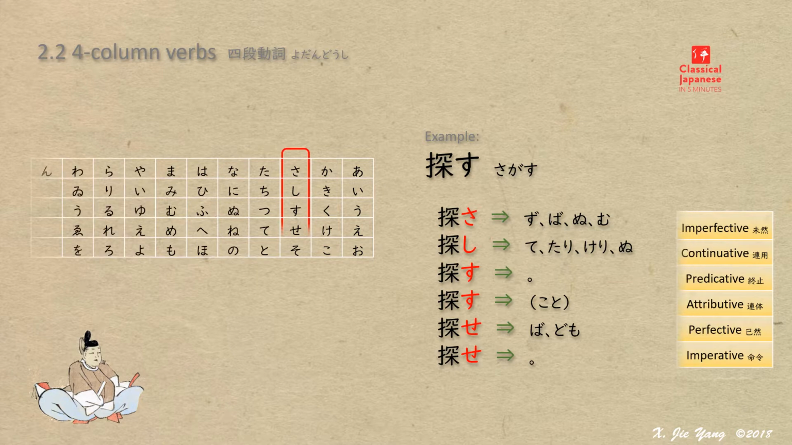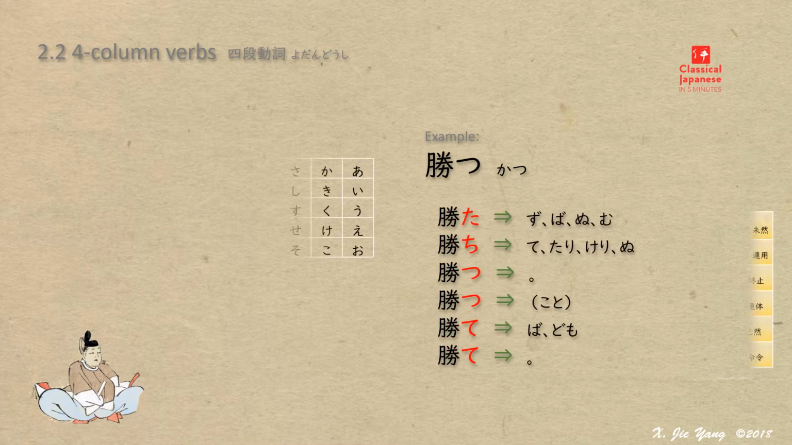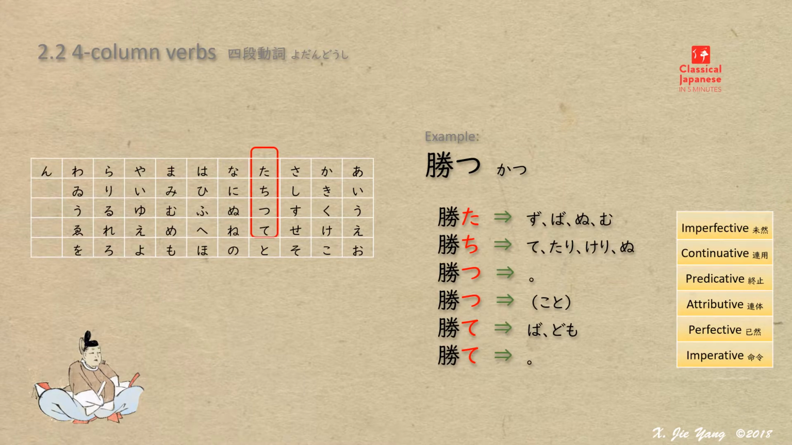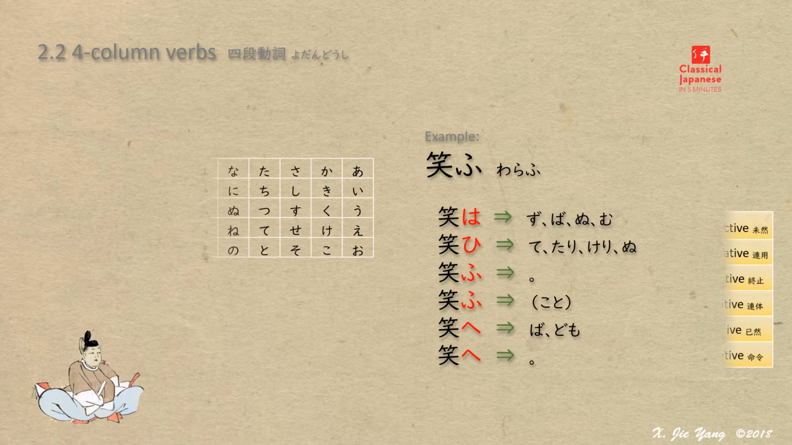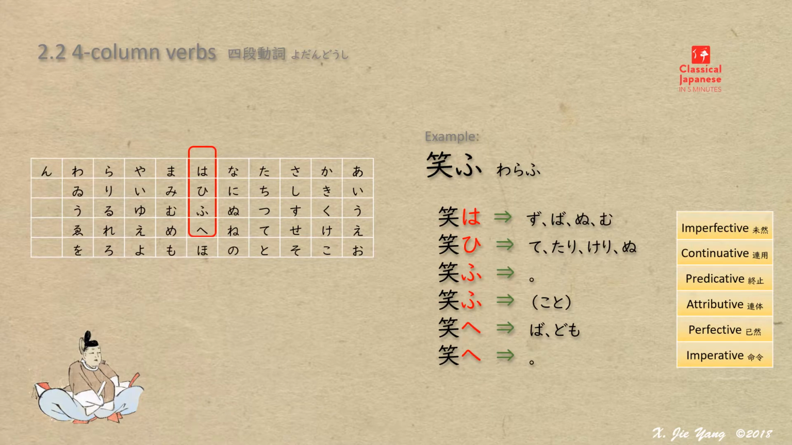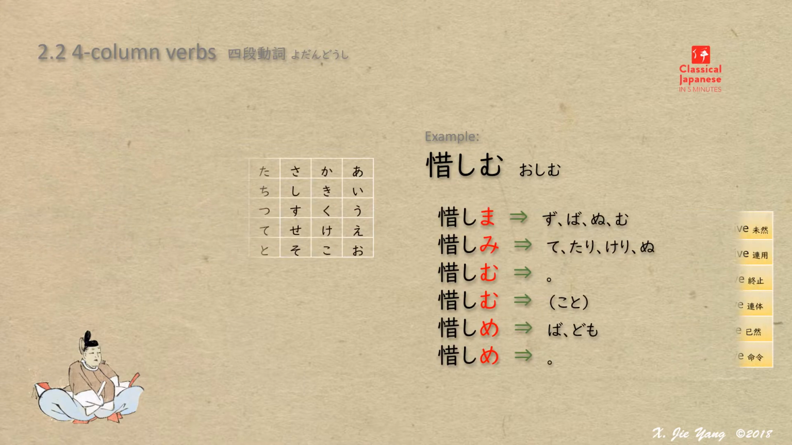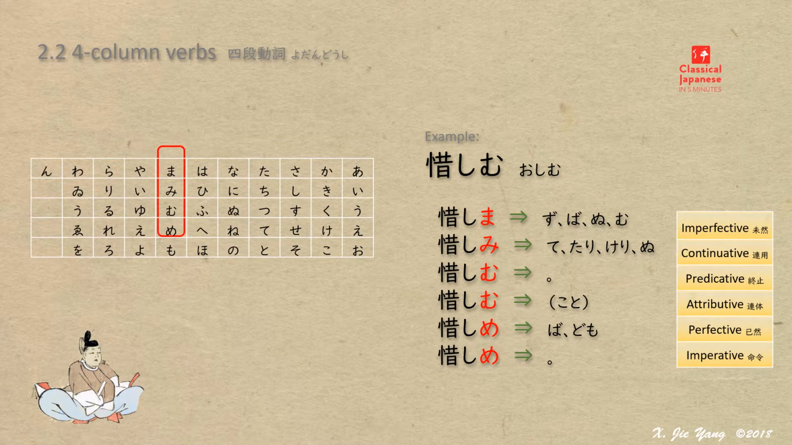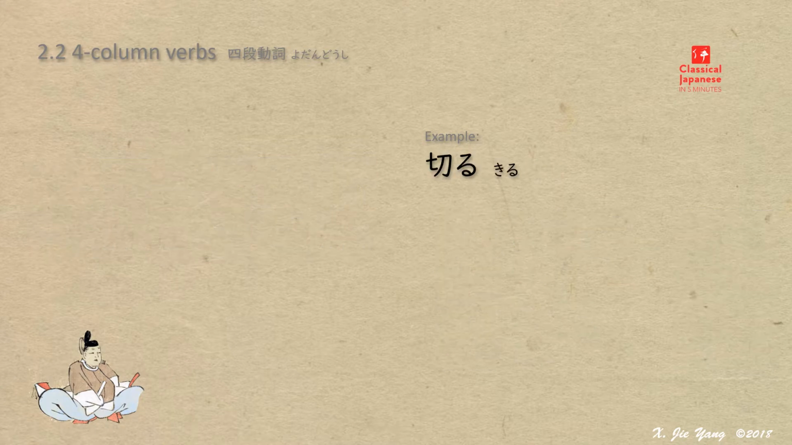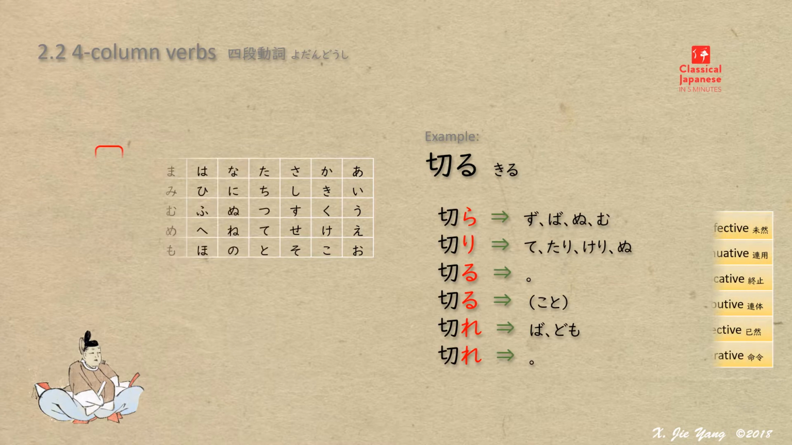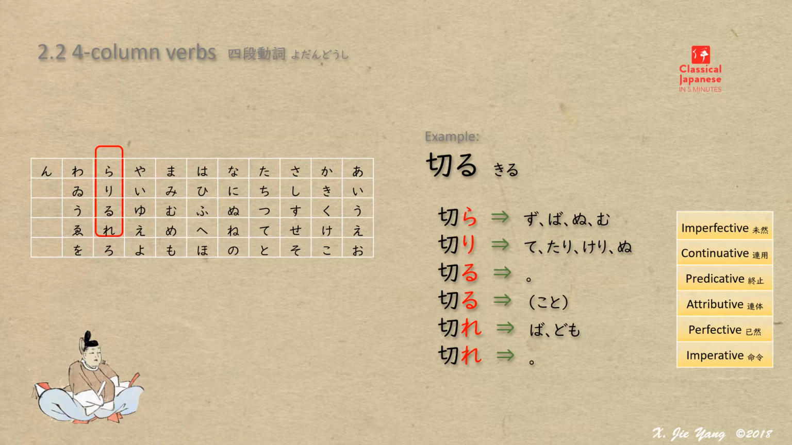Similarly, here's 探す, 探さず, 探して, 探すこと, 探せば. 勝つ, 勝たず, 勝ちて, 勝つこと, 勝てば. 笑う, 笑わず, 笑いで, 笑うこと, 笑えば. 惜しむ, 惜しまず, 惜しみで, 惜しむこと, 惜しめば. 切る, 切らず, 切りで, 切ること, 切れば.